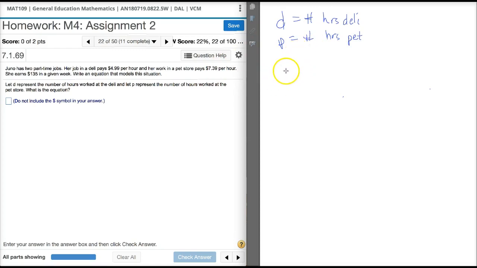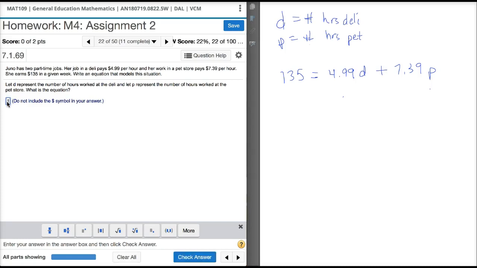We want to write this equation. Working at both of these jobs, she makes $135, and that has to equal $4.99 times the number of hours she works at the deli, which is represented by D, plus $7.39 times the number of hours that she works at the pet store, which is P. So our equation should be 135 is equal to 4.99D plus 7.39P. We'll go ahead and type that in.